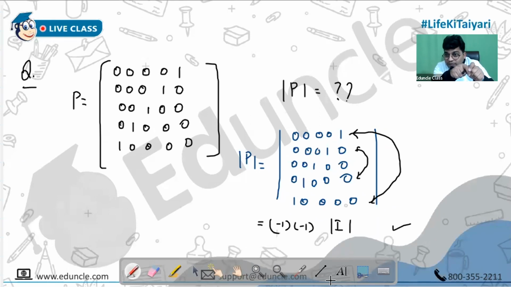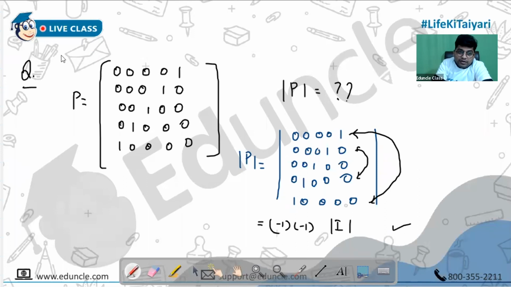If you multiply a row by an element k, yes or no? If you take one element common from a row, the determinant is multiplied by k. That is also clear. This is the rule of the determinant. Third, if you add row R1 to R2, the determinant does not change. These are the elementary row operations. We have discussed earlier that an elementary row operation does not change the rank of a matrix, but can change the determinant. Yes or no?